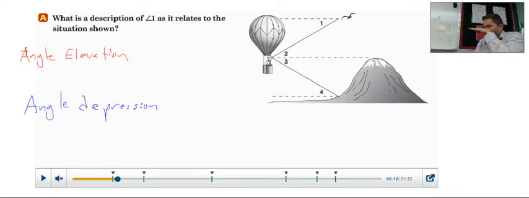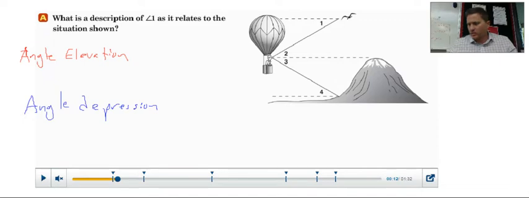So if I am looking at a straight line right here and all of a sudden I am looking up, that is my angle of elevation, I'm elevating up. If I'm looking straight out and all of a sudden I look down as if I'm like depressed and sad, I look down, that is my angle of depression. So let's just label all these right here, either angle of depression or angle of elevation.